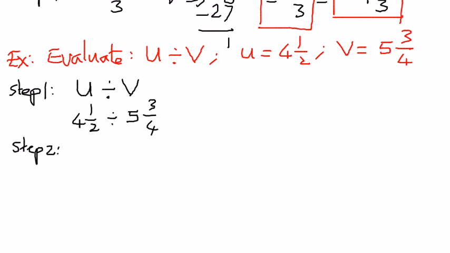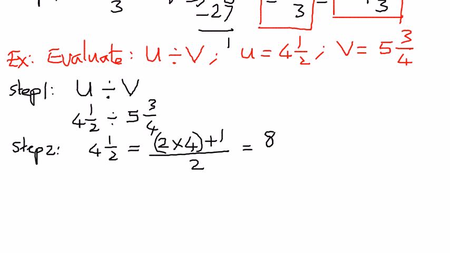So 4 and 1/2, we want to write it out as an improper fraction. How do we do that? We take the denominator of the fraction, multiply it by the number on the side, and then add the value in the numerator, and then divide the whole thing by the denominator value. And that is going to be equal to 2 times 4 is 8. 8 plus 1 divided by 2. 8 plus 1 is 9 divided by 2.